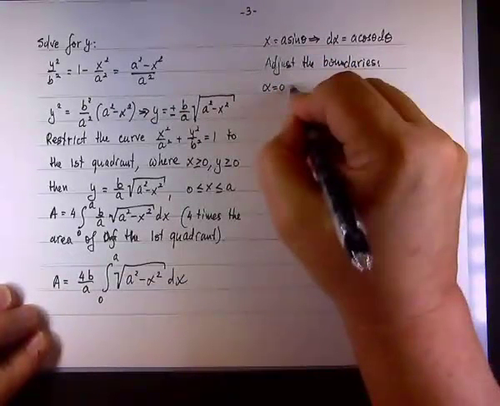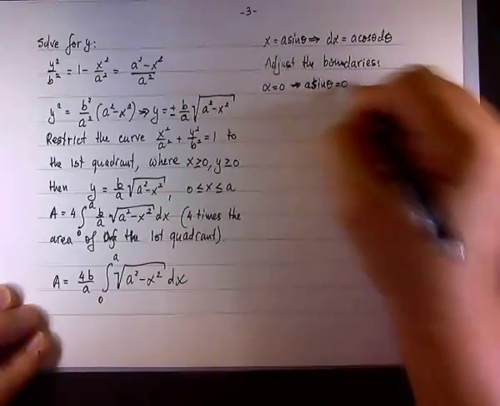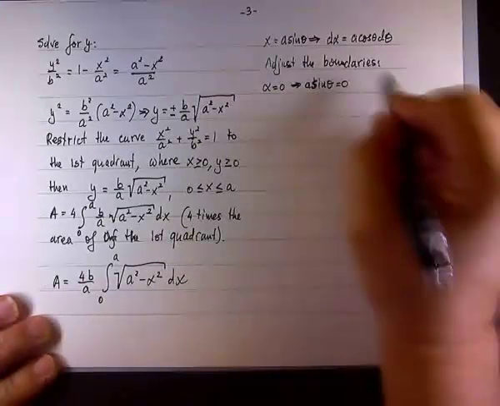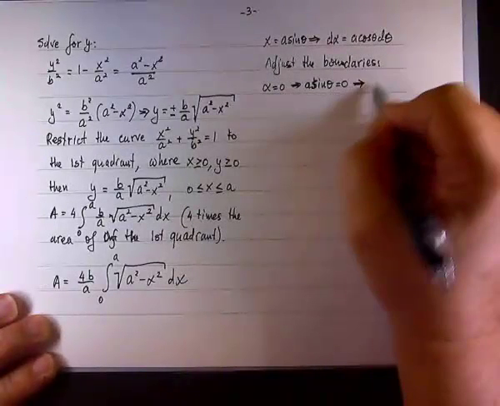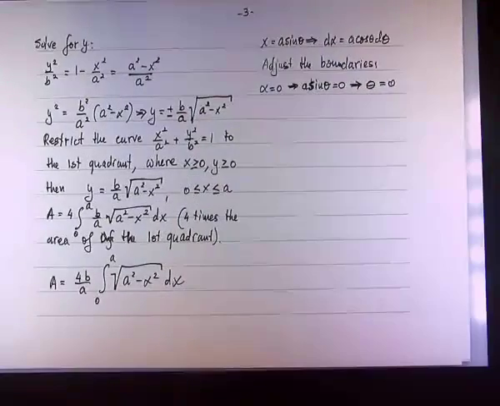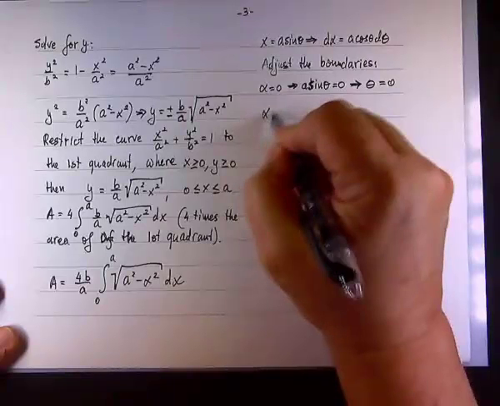Let's say when x equals 0, it means that a sine theta equals 0. And remember what we talked about, our domain is negative pi over 2 to positive pi over 2. The only time the sine equals 0 is when theta equals 0. We don't have to worry about theta equals pi or 2 pi because pi and 2 pi are not in the domain of the invertible function. So that's why we restrict the domain.